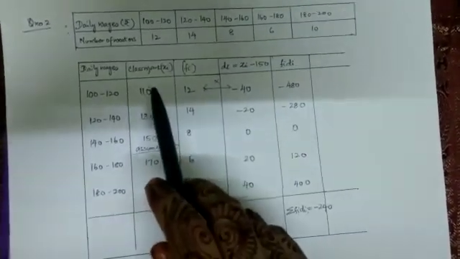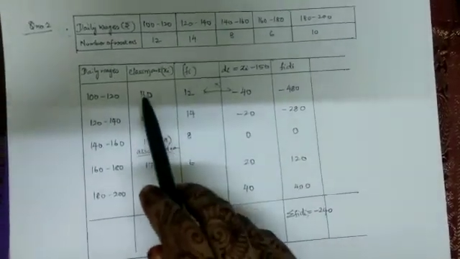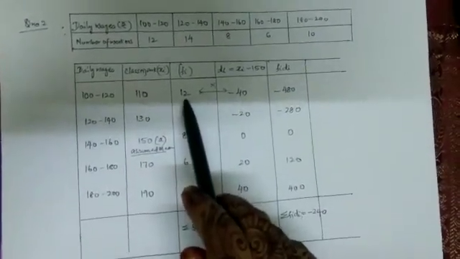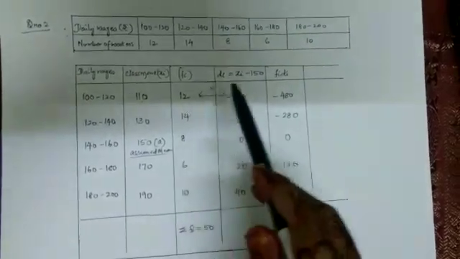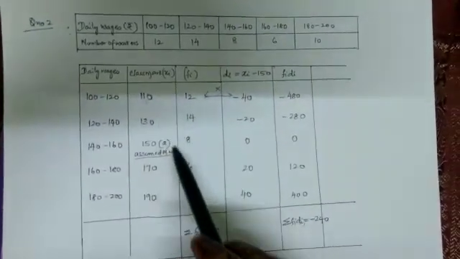In our previous problem, the numbers were very small. The values of xi and fi were very small. You were directly doing it, that's why it is called the direct method. Now here you will be reducing it.